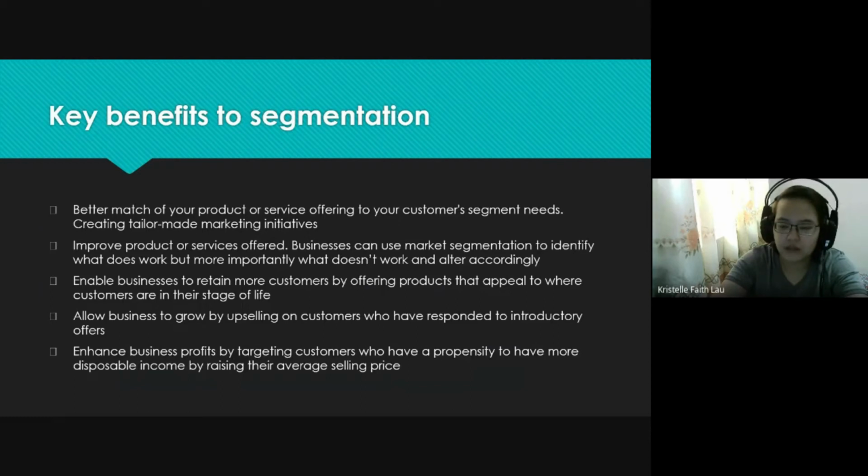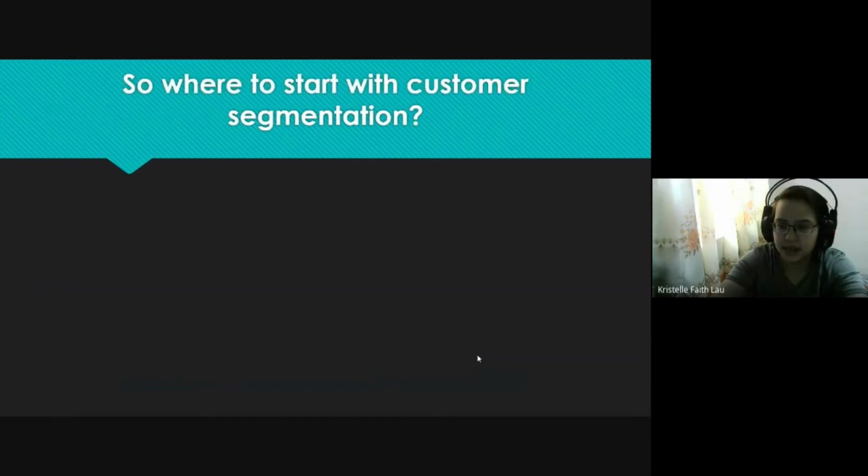Then we also have that we have to enable businesses to retain more customers by offering products that appeal to where customers are in their stage of life, and also allow businesses to grow by upselling to customers who have responded to introductory offers, and also enhance business profits by targeting customers who have a propensity to have more disposable income by raising their average selling price.